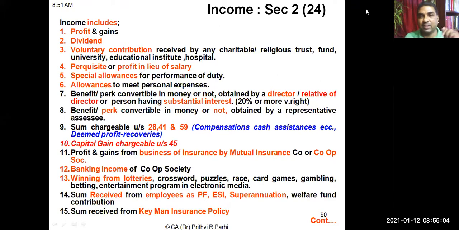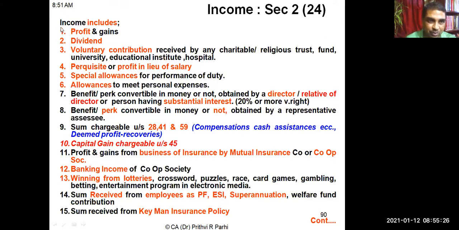I am showing you in the slide, but again, you also need to make yourself familiar. You can refer to the Income Tax Act 1961. You can go to the Income Tax Department website and find the Income Tax Act and see section 2(24). You can find out what is the meaning of income.